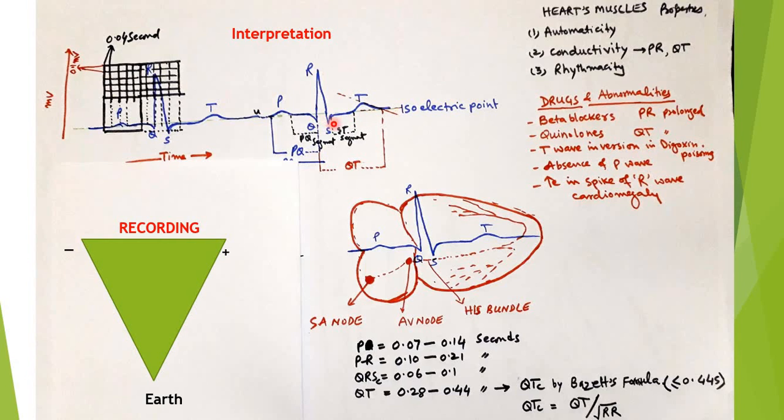Certain drugs prolong the QT interval, and certain drugs prolong the PR interval, like beta blockers prolong the PR interval. Therefore the PR interval is very important in interpreting certain drug toxicological manifestations. The QT interval is prolonged by macrolides and quinolones, and T wave inversion is specific for digoxin poisoning. Sometimes the absence of P waves and an increase in the spike of the R wave, as I already discussed, may reflect possible cardiomyopathy.